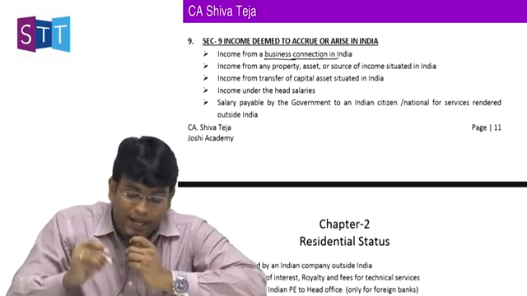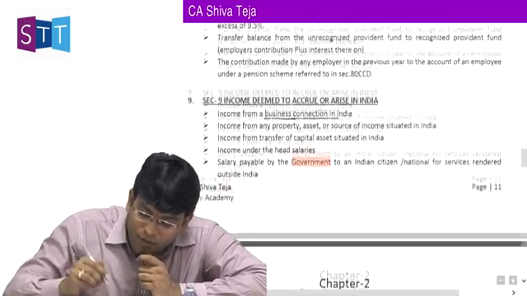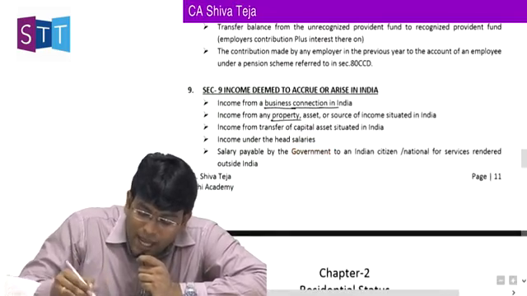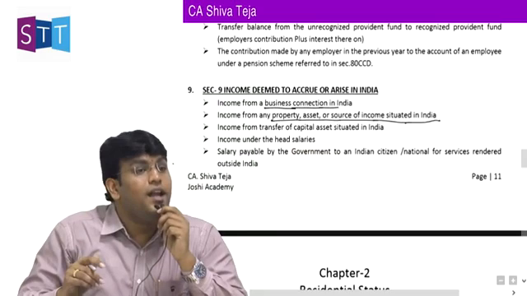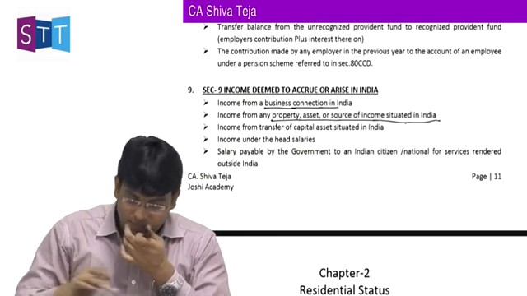Everyone? The next point says, please see like this: income from any property, asset, or source situated in India. That means what? In simple language.